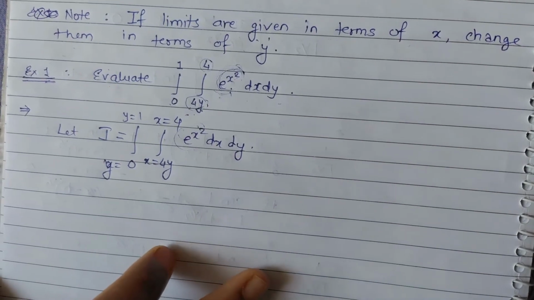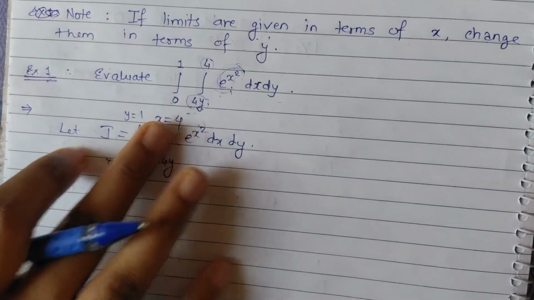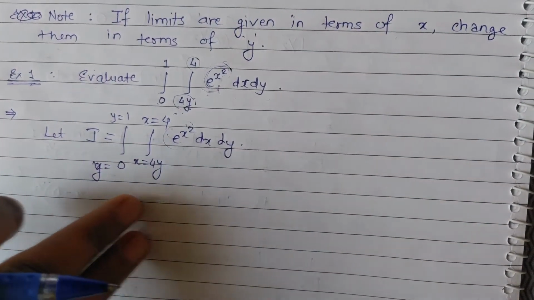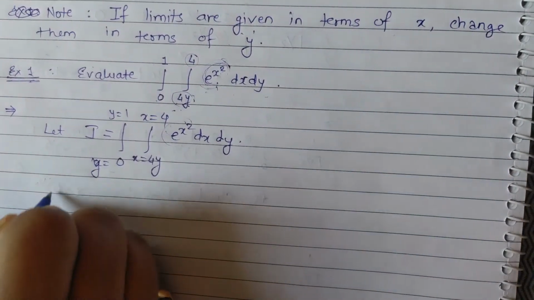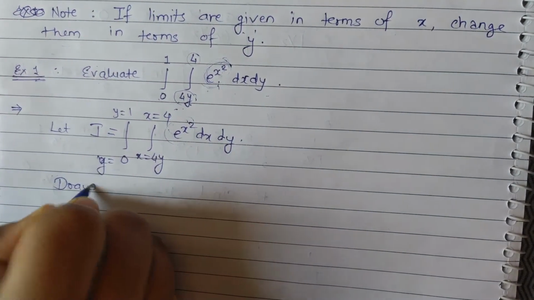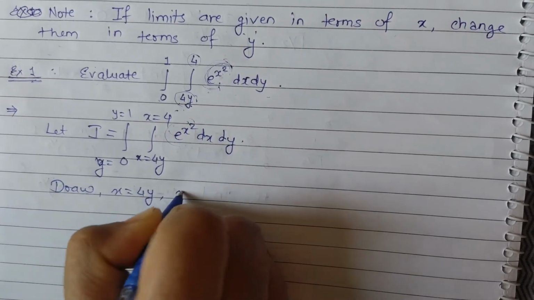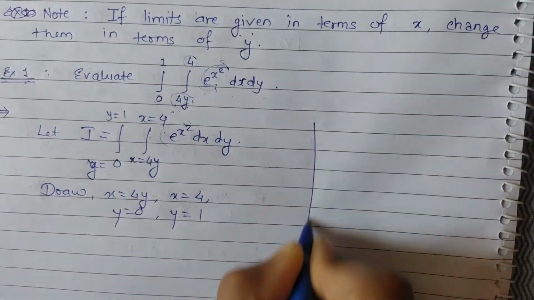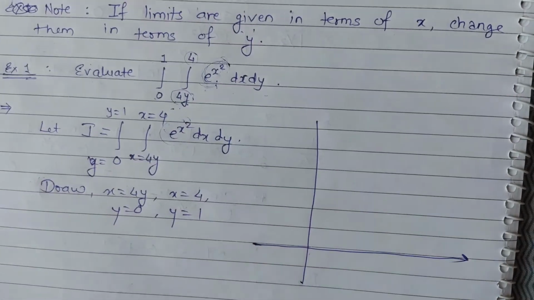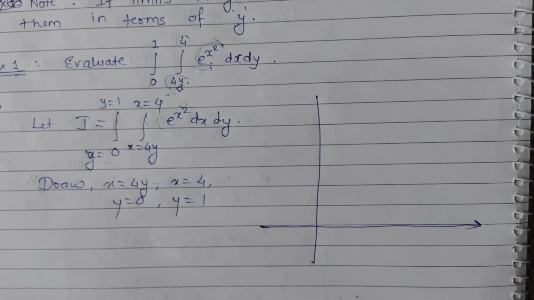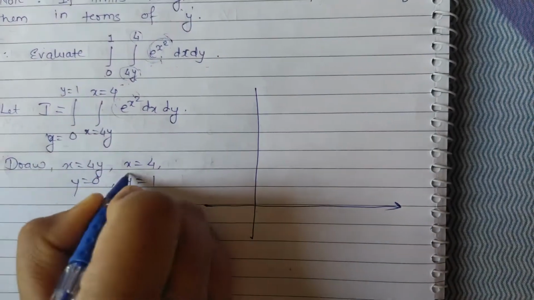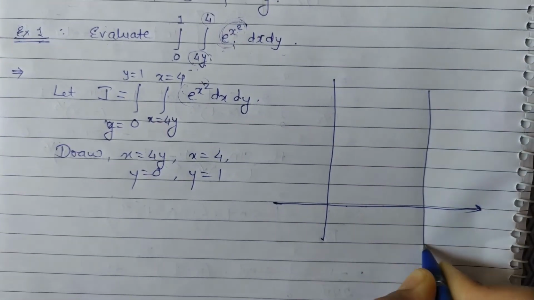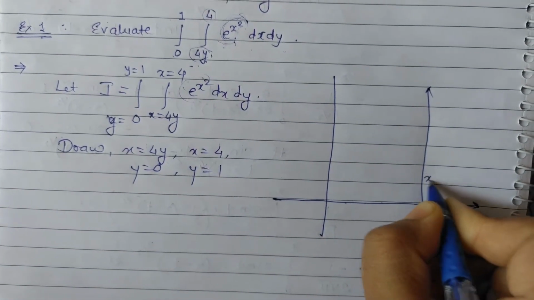See, limits are given means what? You have been given the curves, right? If the limits are given, the curve is given in terms of limits. So draw first x is equal to 4y, x equal to 4, y is equal to 0 and y is equal to 1. Now, x is equal to 4 means it is a line parallel to the y-axis at distance 4.